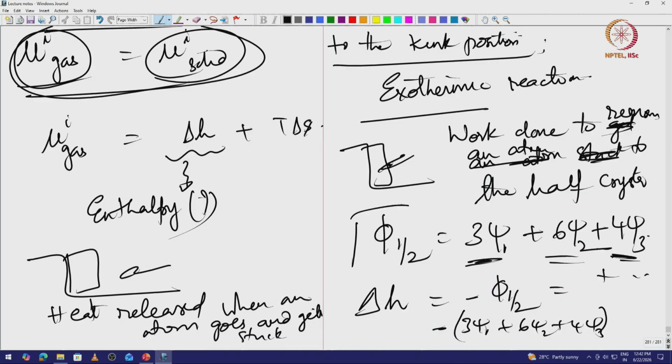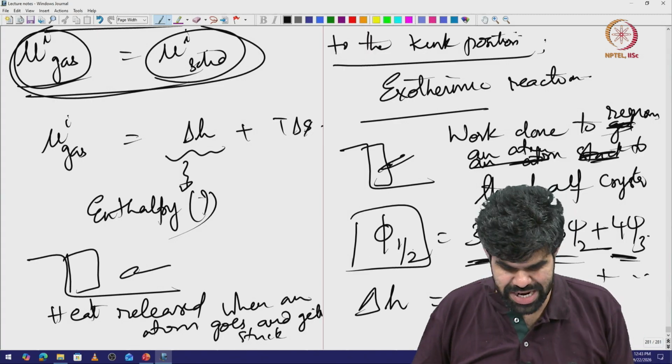So, that is the work done. Phi half is the work done to do the converse process, which is to remove an atom from the kink position. That is 3 psi 1 plus 6 psi 2 plus 4 psi 3. But conversely, when an atom gets stuck, this is the amount of heat that is released. So, that is my delta H.